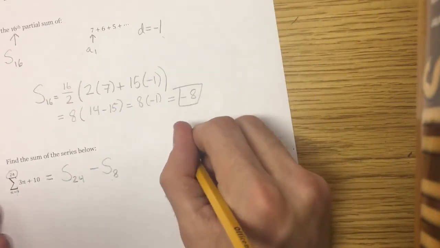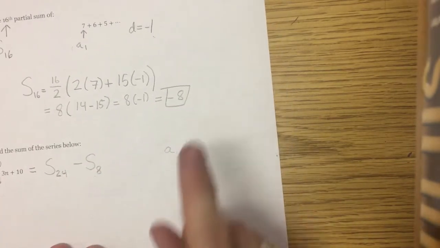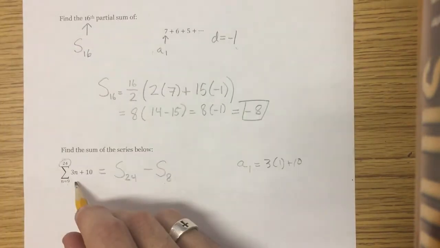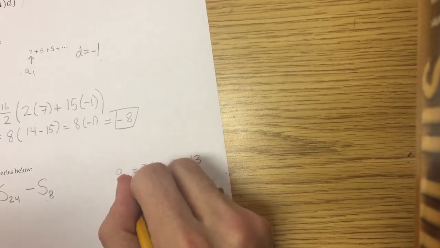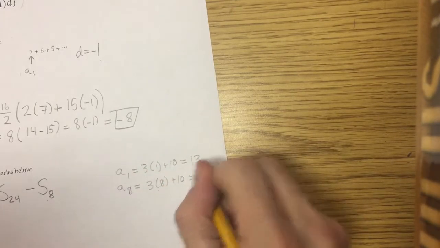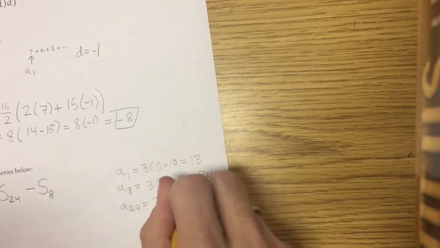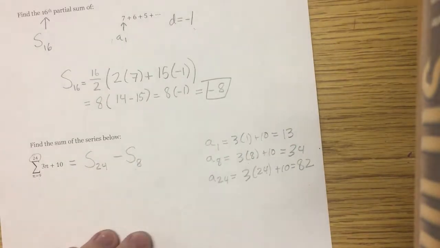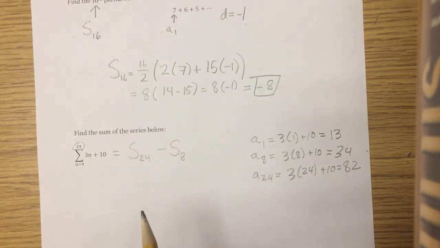So to do that, I'm going to figure out some pieces of information with this equation I've got. Well, I've got A1. That's going to be 3 times 1 plus 10, because we just plug 1 into this equation over here. So A1 is 13. A8, well, we plug 8 into that equation. We get 34. And then A24, we plug 24 into that equation, and we get 82. So we've got that stuff to work with. And with this, we're going to be able to figure out what S24 and S8 are.